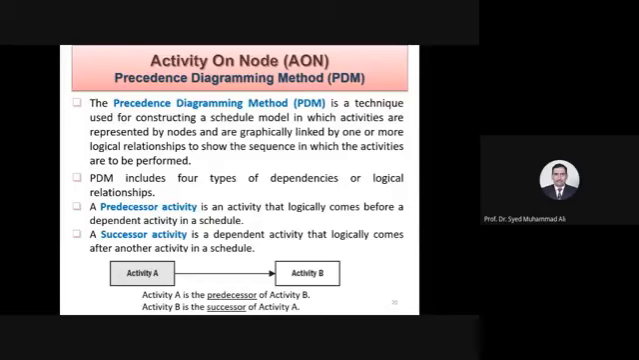Activity A is called the predecessor of activity B. A is the predecessor of B. B is the successor of A. Vice versa, if you are standing on point B and you look back, you will say this is the predecessor. If you're standing at point A and looking forward, you will say, oh, B is the successor of A.